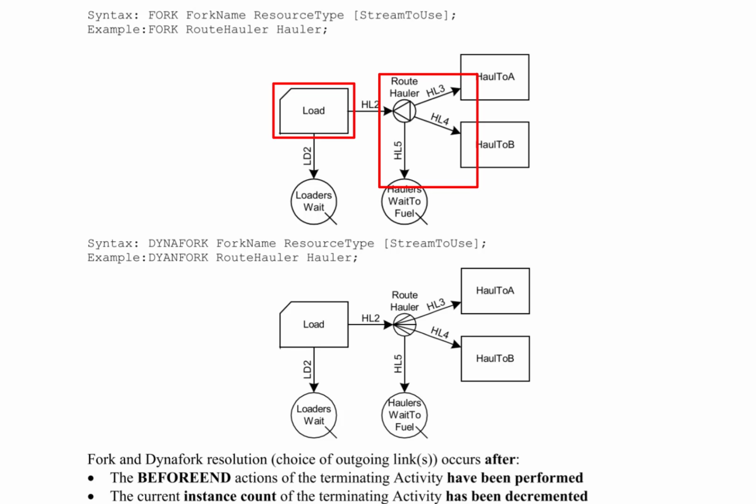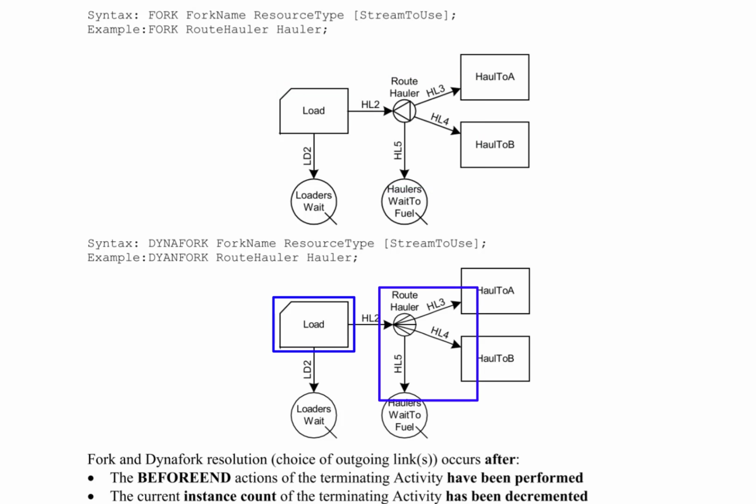Every time an instance of load terminates, it sends a message to the fork route hauler, which then does a probabilistic process to select the successor node through links HL3, HL4, and HL5 before the terminating instance of load releases any resources of any type. This way, a fork activates only one of its successor nodes. The one destination node that is activated in this manner is the one that will receive all the resources of that type that are released by the terminating instance of load.